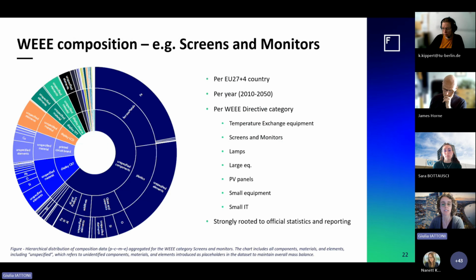And this is just an example of the composition data for category 2, screens and monitors, where you can see the main components constituting the category in the inner circle, the material fractions in the mid circle, and the elements in the outer circle. But we have the same type of analysis for all categories of the WEEE directive, for each year and each country in the scope of the project.